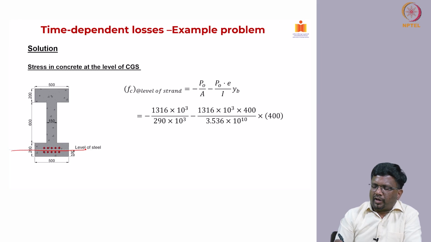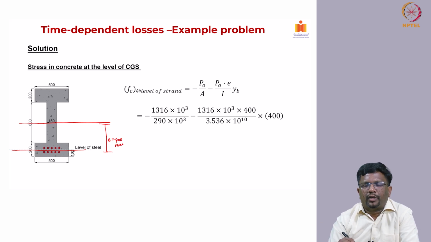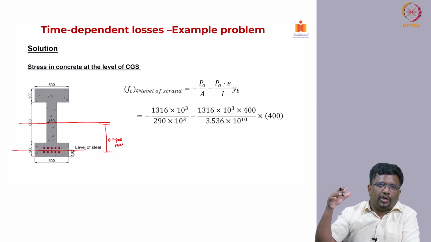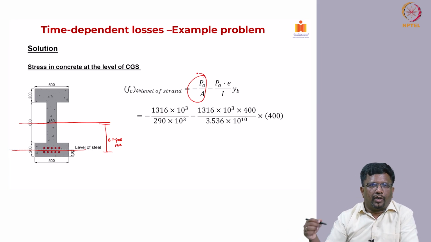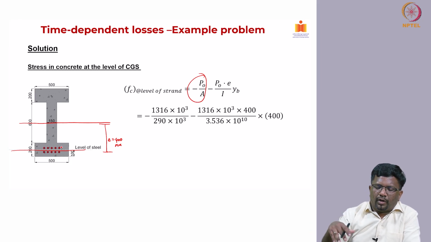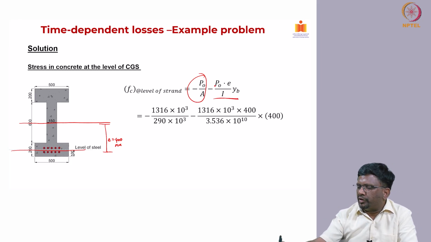Now you have, this is your CG and this is your eccentricity. Now what is eccentricity here? Eccentricity is 400 millimeter, right. So you have two components. You have a normal component that is happening from P0 by A. Again at this level I am going to have compression because pre-stressing steel is at the bottom, it is going to be compression. Then there will be a moment due to pre-stress, moment is P0 into E.